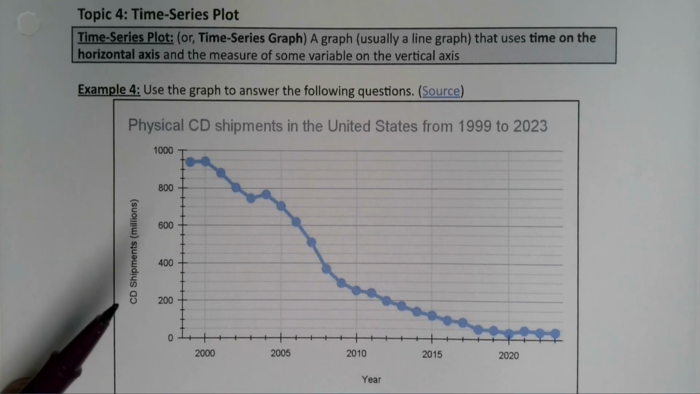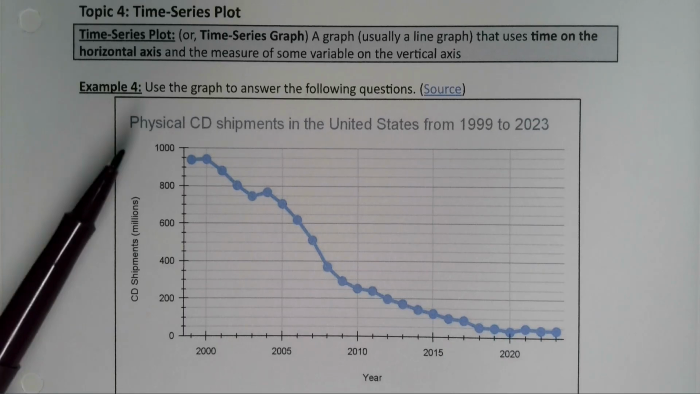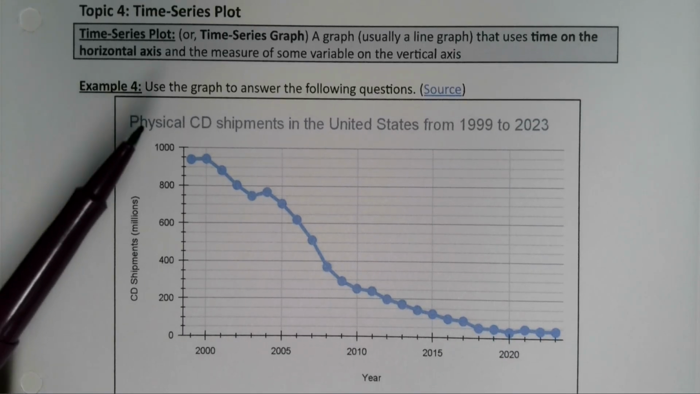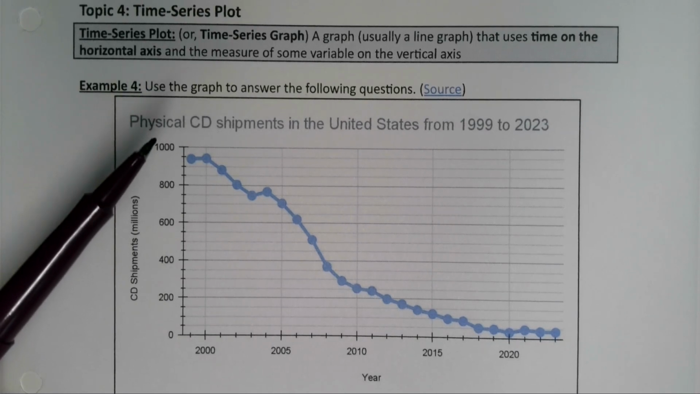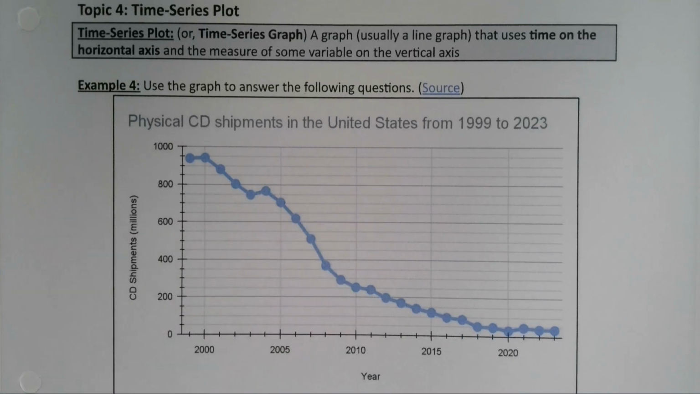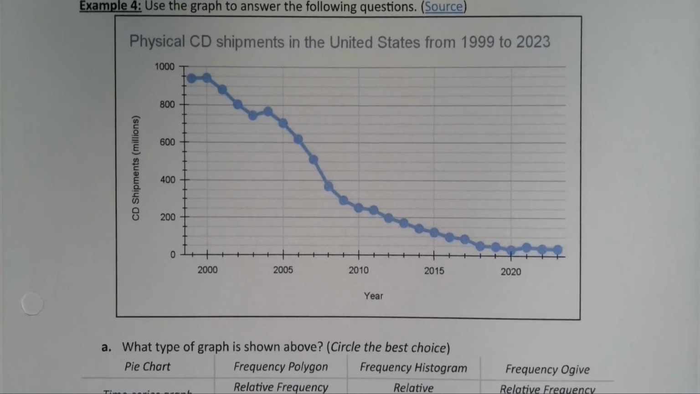So this particular graph is the physical CD shipments. Yes, there used to be these things called compact discs that used to have music on them. And this shows the physical CD shipments in the United States from 1999 through 2023. There it is in all its glory.